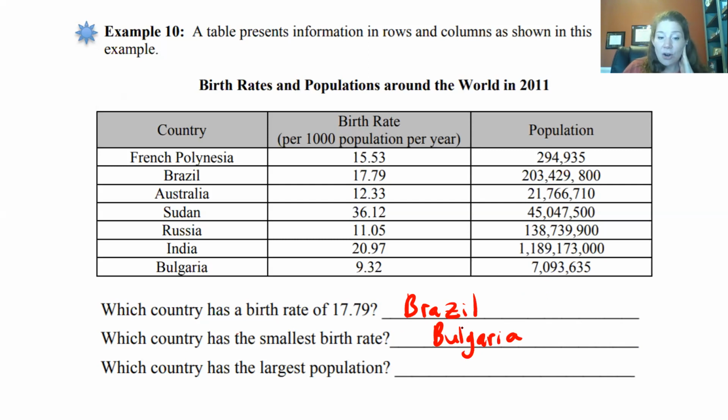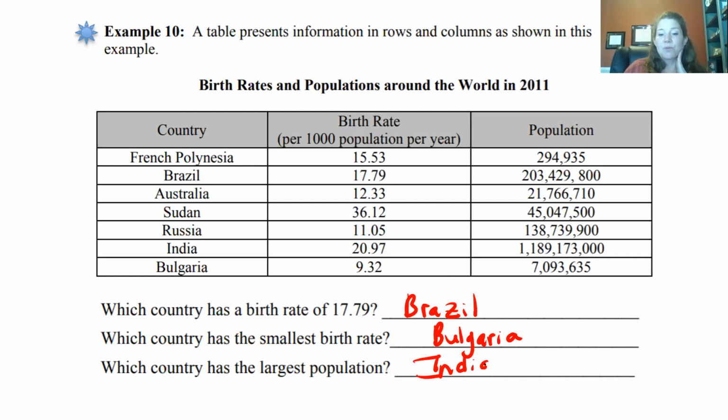Which country has the largest population? So we're not looking at the center column anymore. We're looking at the population over here. So India. There's only 2 countries in the world with over 1 billion people, and India is one of them, India and China. So the country on this chart with the largest population is India.